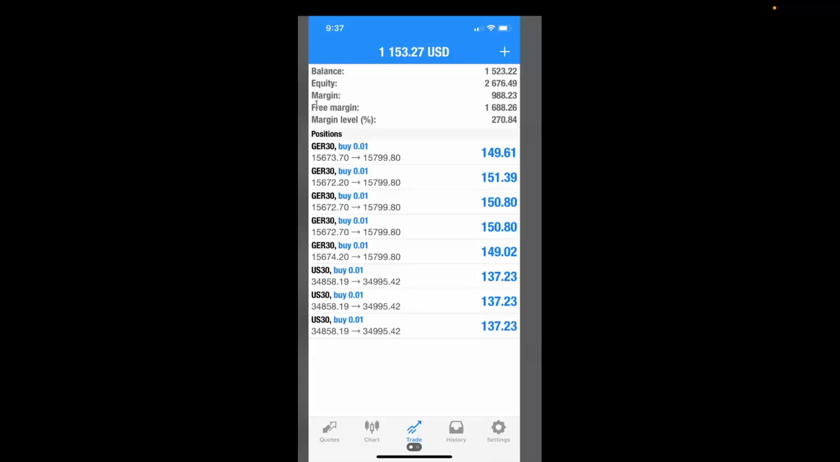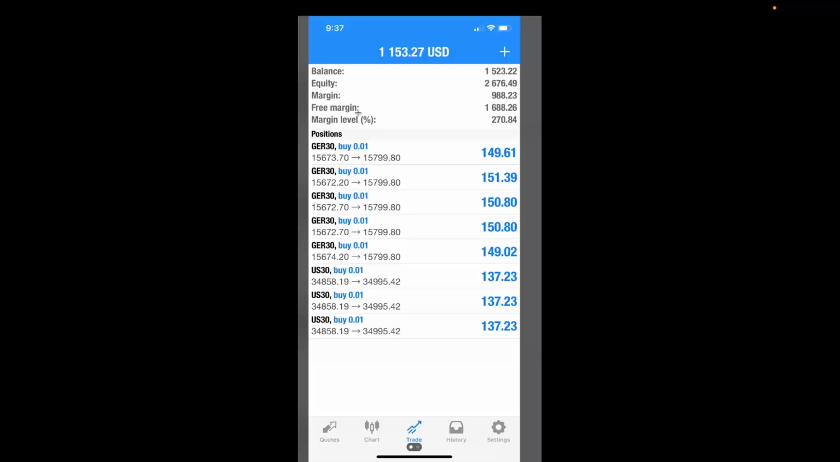What does margin mean? For this 1,523, for all these trades that you placed, it is only $988 that the broker took from your balance. They took $988. That's what you use to open all these trades. That's what margin is. So if you close all these trades now, it is $988 that you used to open them.